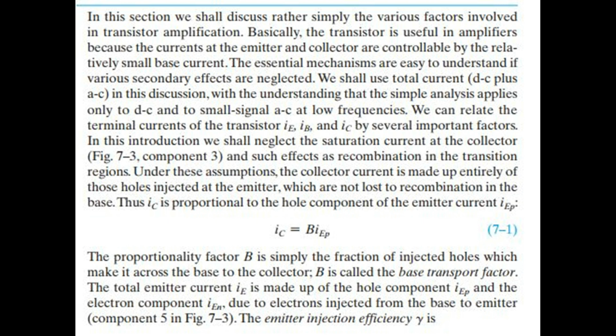We can relate the terminal currents of the transistor IE, IB, and IC by several important factors. In this introduction we shall neglect the saturation current at the collector, Fig 7.3, component 3, and such effects as recombination in the transition regions. Under these assumptions, the collector current is made up entirely of those holes injected at the emitter, which are not lost to recombination in the base.